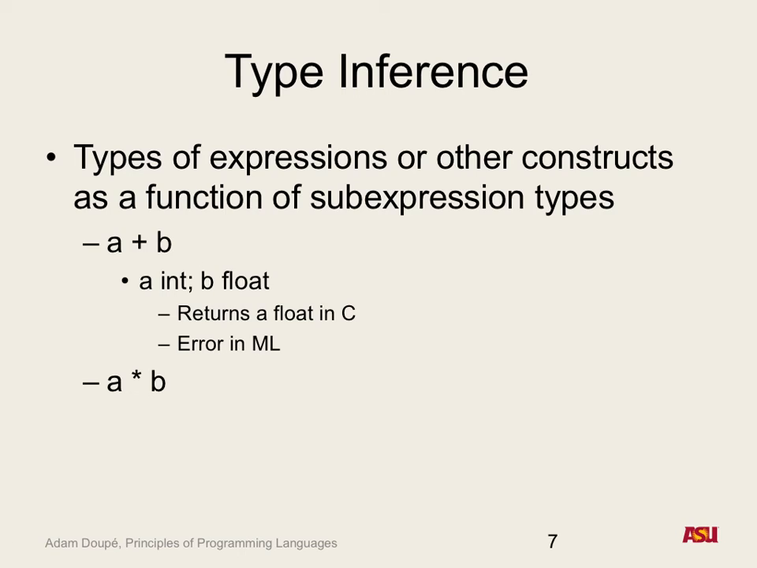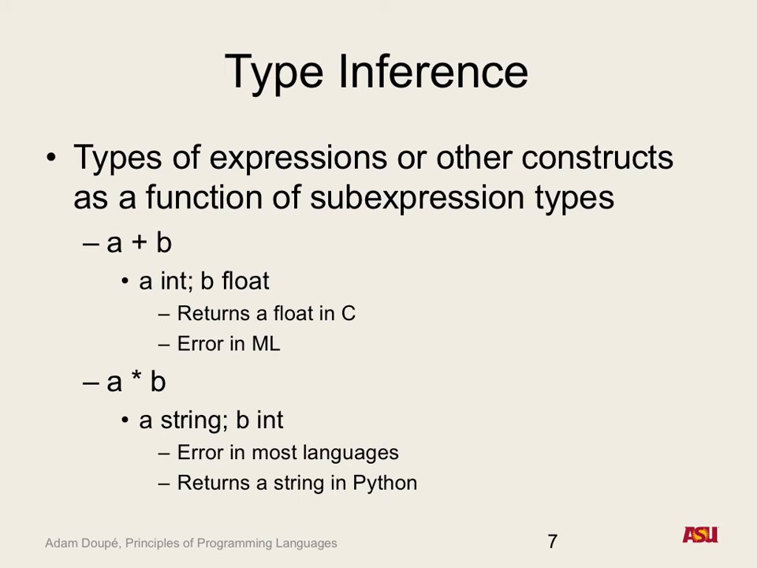So A times B, right? If A is a string and B is an integer, would you want to allow this? And if so, what's the result? Yeah, I think I talked about this before. But in C, this is a clear error, right? You can't multiply a character string times an int. It doesn't make sense, right? But in Python, of course, it definitely makes sense. And it returns A repeated B number of times.